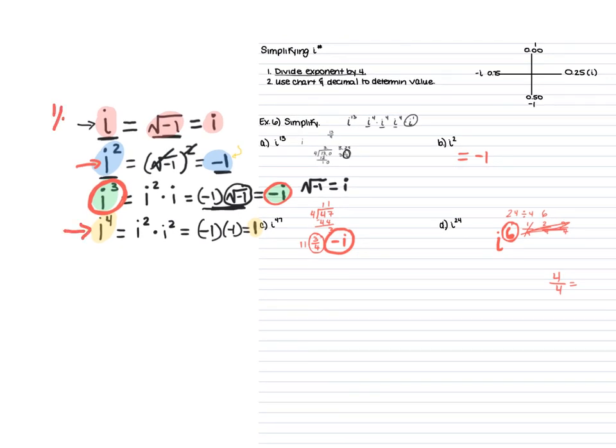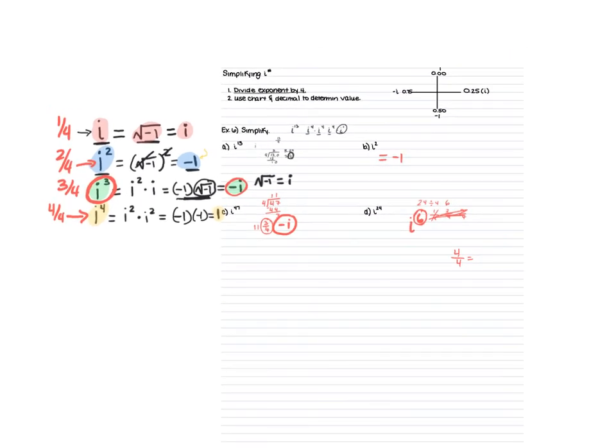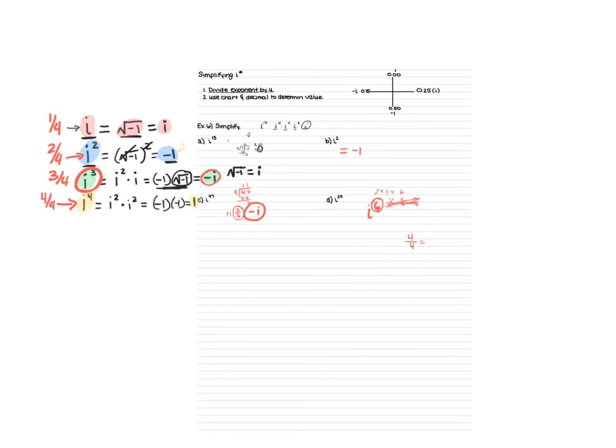This would be 1 out of 4. This would be 2 out of 4. This would be 3 out of 4. And whenever I get a whole number, that's the same thing as 4 out of 4. And what is the answer if I have a whole number, 4 out of 4 there? This just ends up as 1.